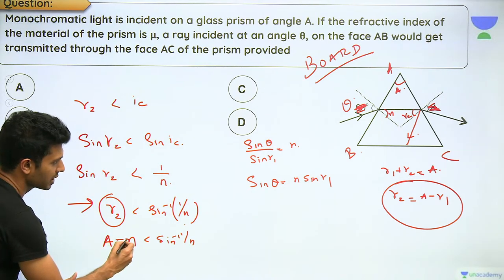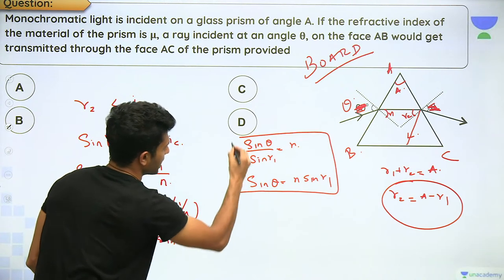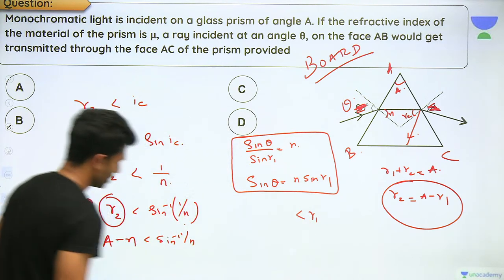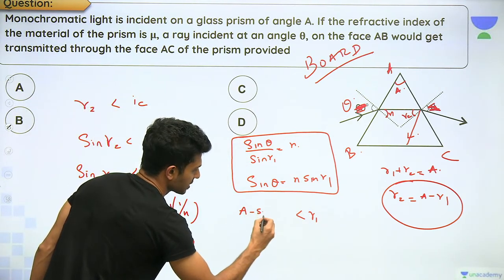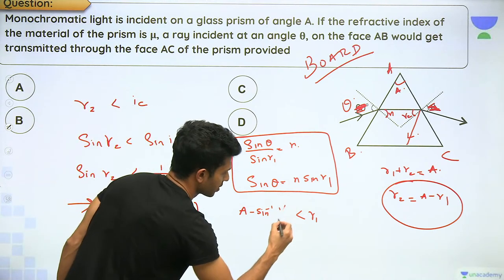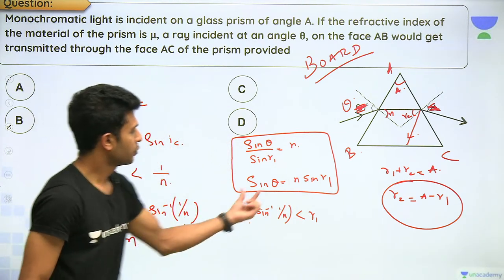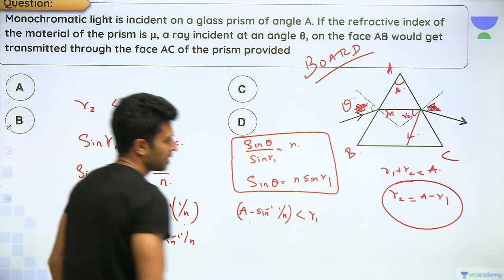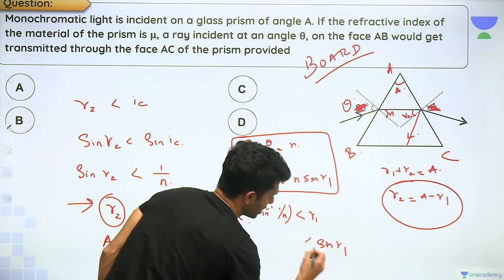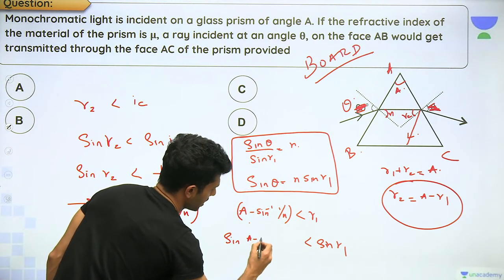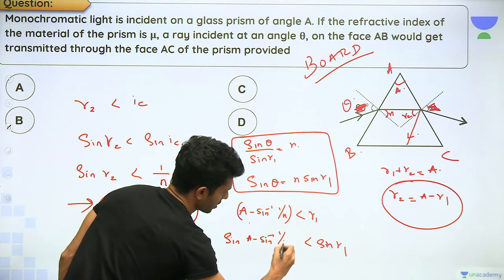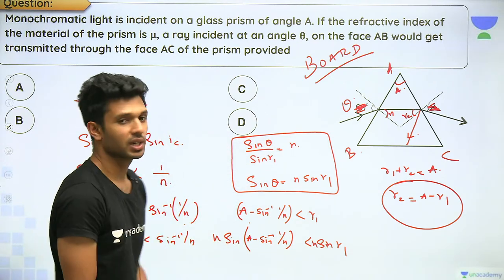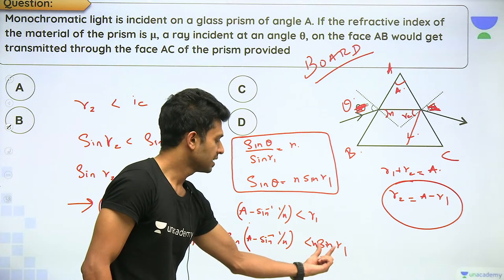Now, from here, won't I get R1? Will I get it or not? Yes, sir, we will get it. R1, if I take to the right, R1 will be greater than A minus sine inverse of 1 by N. For finding out the value of theta, you want N times sine R1. Can I make N times sine R1 from here? First, make it as sine R1 will be greater than sine of A minus sine inverse of 1 by N. We want N times, so N and N, I have made it over here.